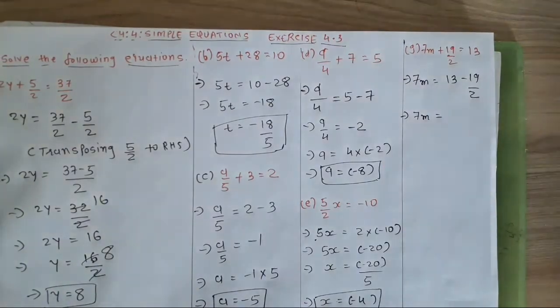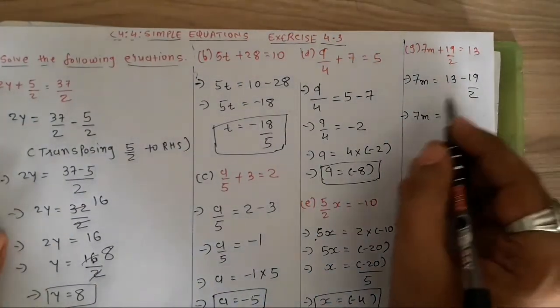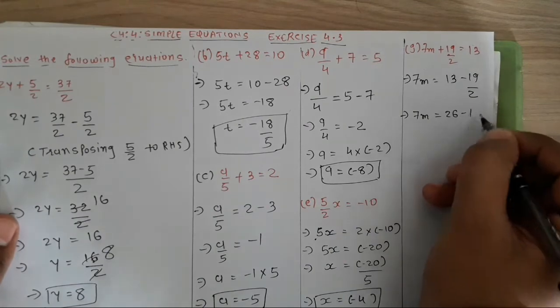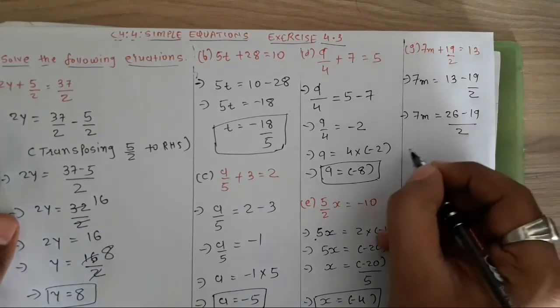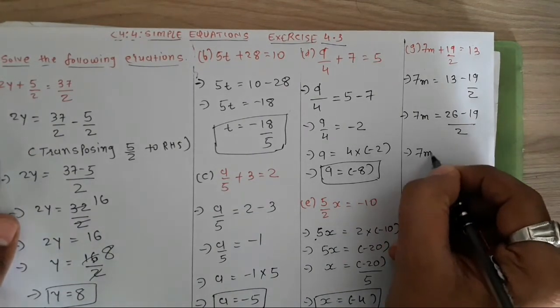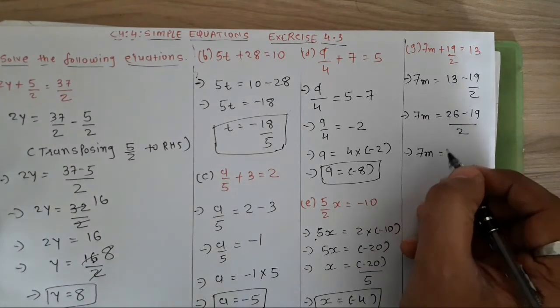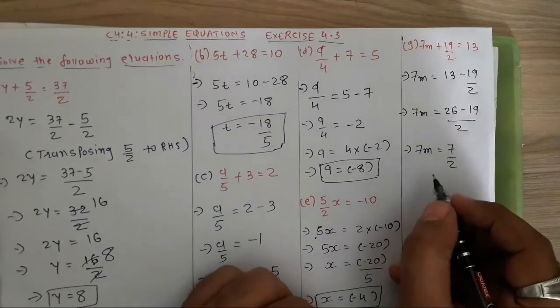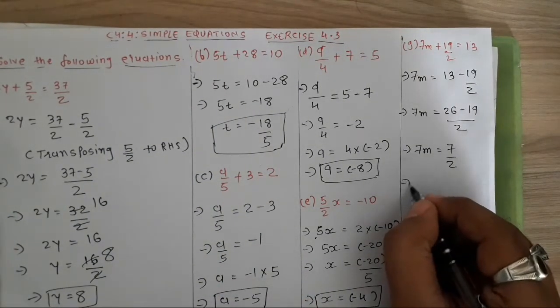So for that, 7m is equal to, now I can cross multiply this one, so 13 into 2 will become 26 minus 19, divided by 2. Now 7m is equal to 26 minus 19, it will be 7 divided by 2. Now this is the value of 7m. Now I have to find the value of m.